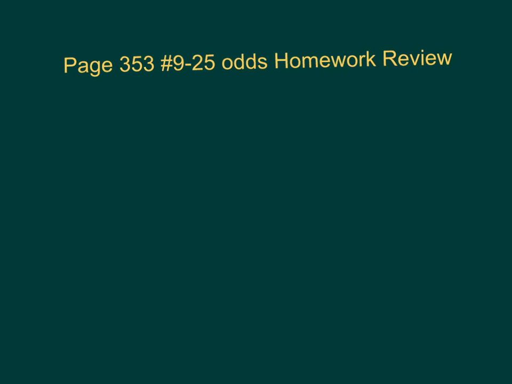So we're going to be looking at page 353, numbers 9 through 25, odds homework review. This is on the percent proportion. And again, from yesterday's lesson, the big thing that we have to remember is the setup of how we create this percent proportion. We know it's a proportion, so we know it's two ratios set equal to each other. We're talking about percent, so I know all percents are out of 100.